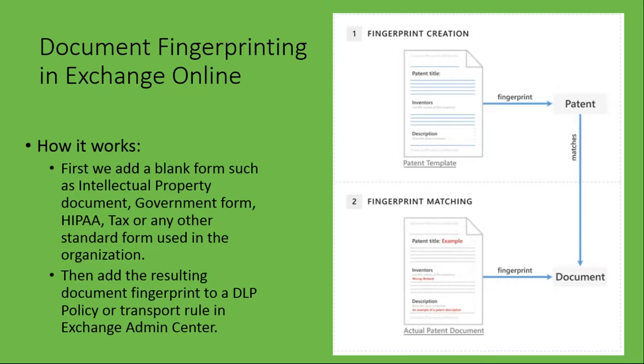So it may either block the message, so it will not allow a sender to send the email, or it can just show a policy tip, or it can CC or BCC some managers or compliance managers so that they are aware of what's going on, or it can automatically add a disclaimer line at the bottom of the email. It can take many different kinds of actions. So this is the basic way fingerprinting works in Exchange Online.